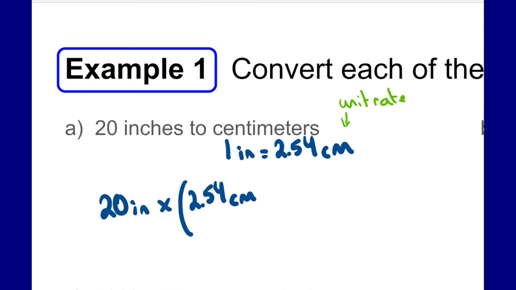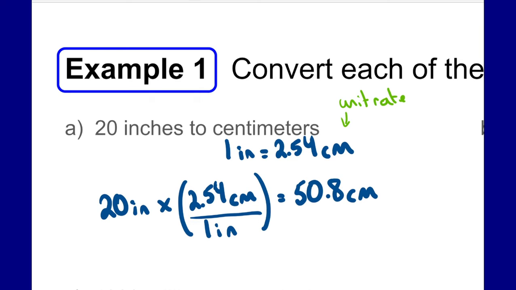So 2.54 centimeters divided by 1 inch, which is the units we have for that unit rate. And then we just calculate. So essentially we do 20 times 2.54 divided by 1, and we get 50.8 centimeters. And that's our conversion.